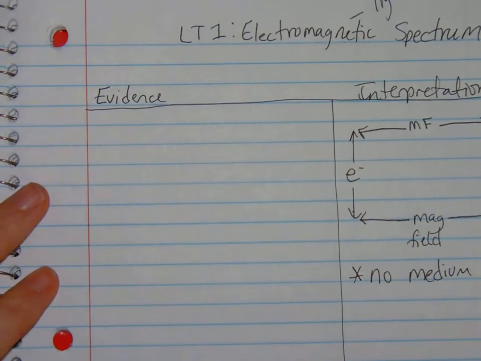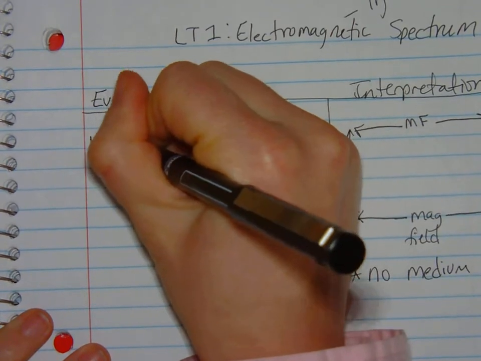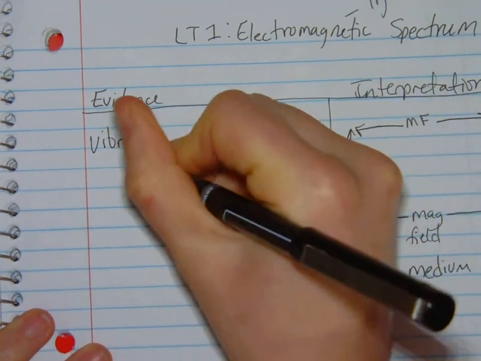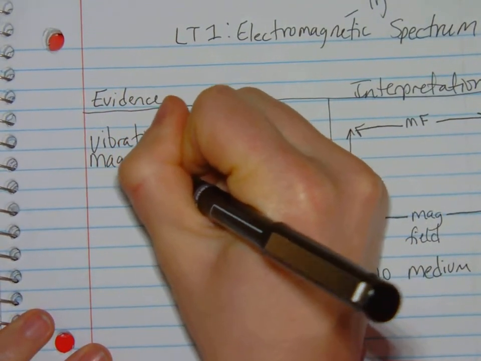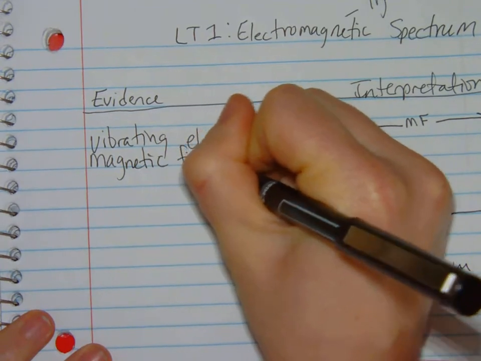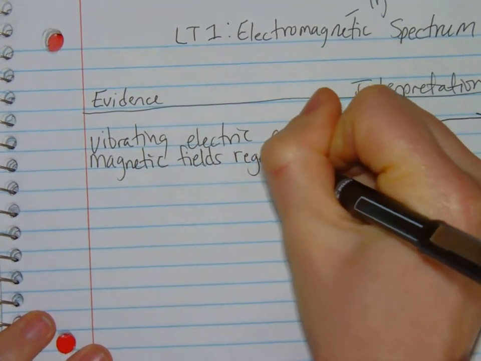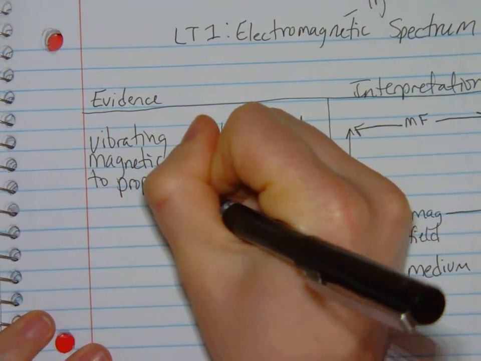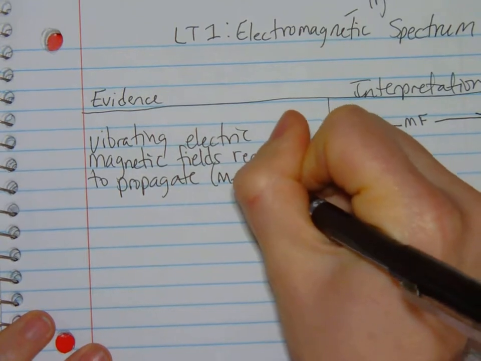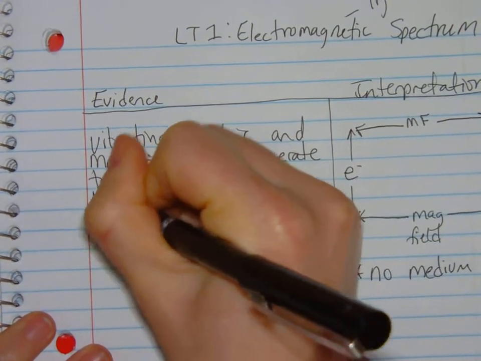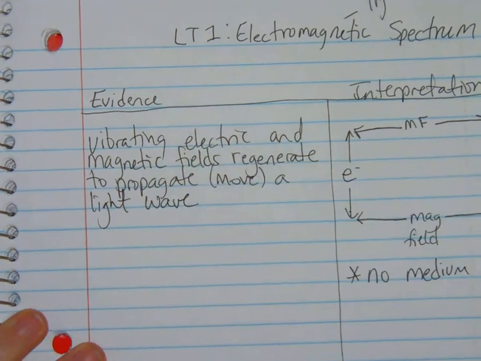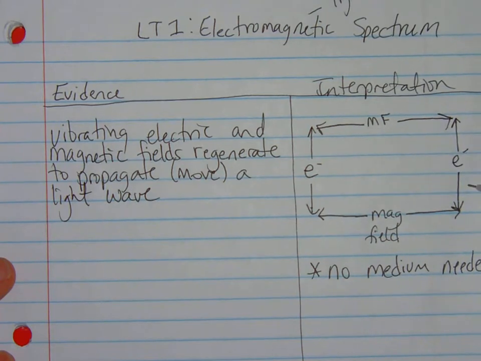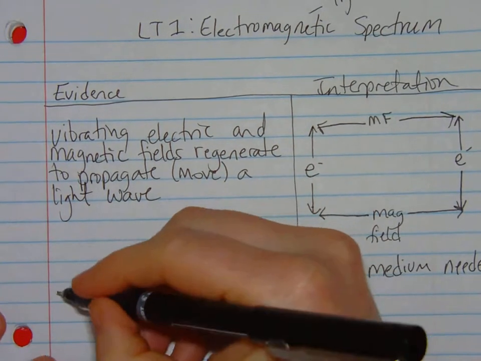All right, so we're going to go over here now. What we get is vibrating electric and magnetic fields regenerate to propagate. That means to move something, which means to move a light wave. The vibrating electric particles vibrate, create a magnetic field, which causes other ones to vibrate, and essentially they just kind of snake through space.